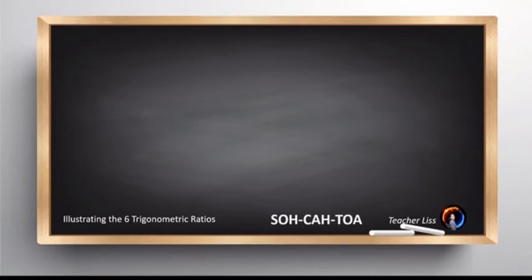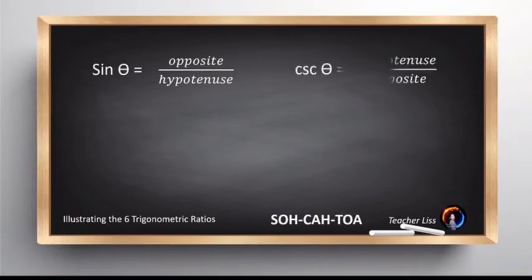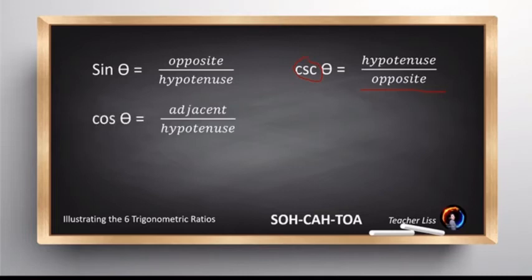Now let me introduce to you the other three trigonometric ratios, which we get from the reciprocals. Let's start with sine theta. Since sine theta is opposite over hypotenuse, its reciprocal will be hypotenuse over opposite. That is what we call cosecant, abbreviated as CSC. CSC stands for Civil Service Commission. Okay, I'm kidding, that will be cosecant. Although we abbreviate cosecant as CSC, we still pronounce it as cosecant.